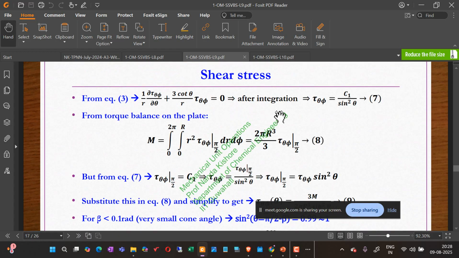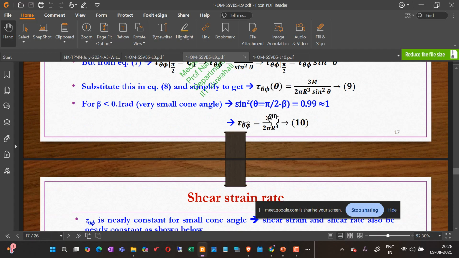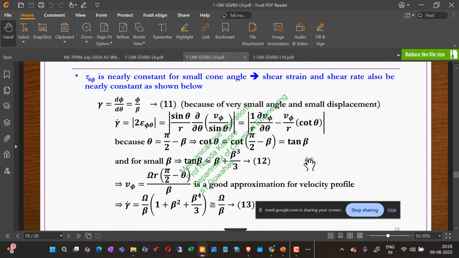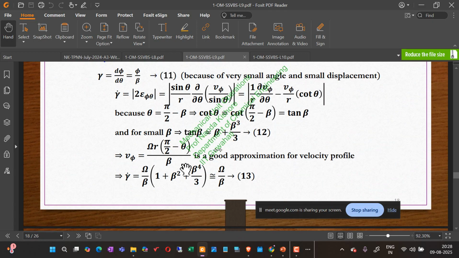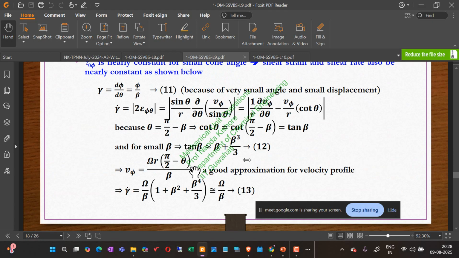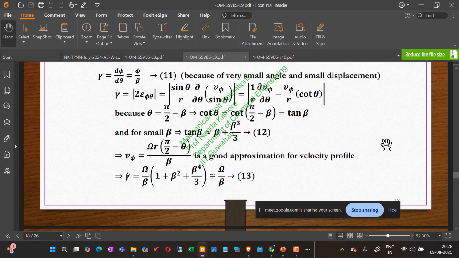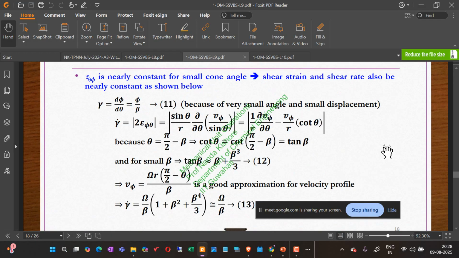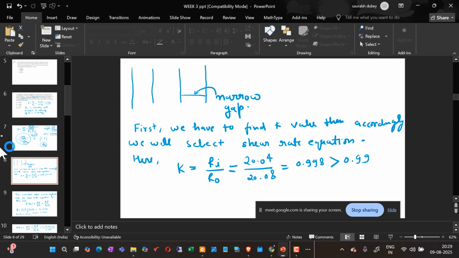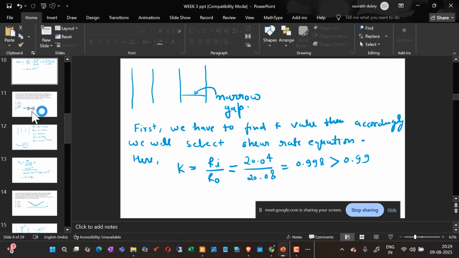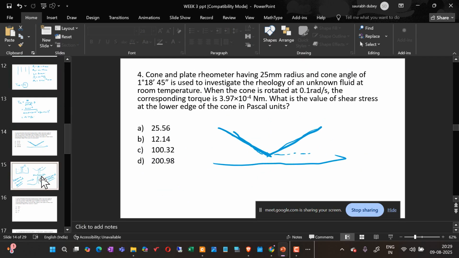So shear stress calculations you have to make. You came to know that 3M by 2 pi r cubed is the shear stress. That is important, and this is the shear rate value that you came to know after the calculation. These are very simple calculations, just with very daunting equations. If you follow each step, you are going to get it easily, right? So coming to the equation, the question that we were solving was this one.